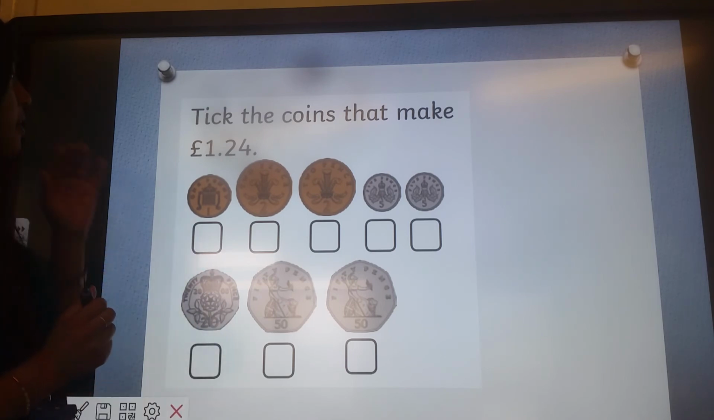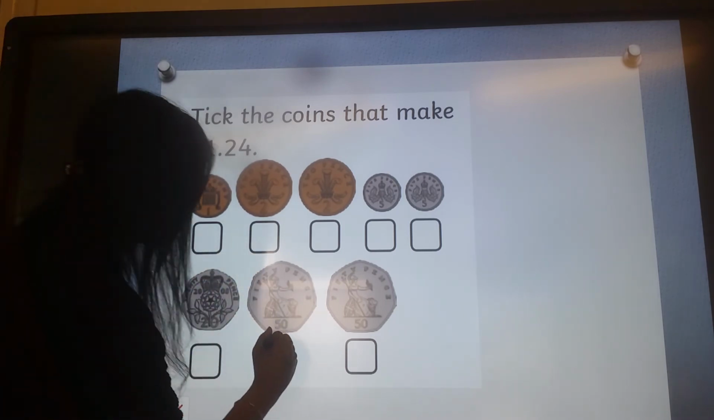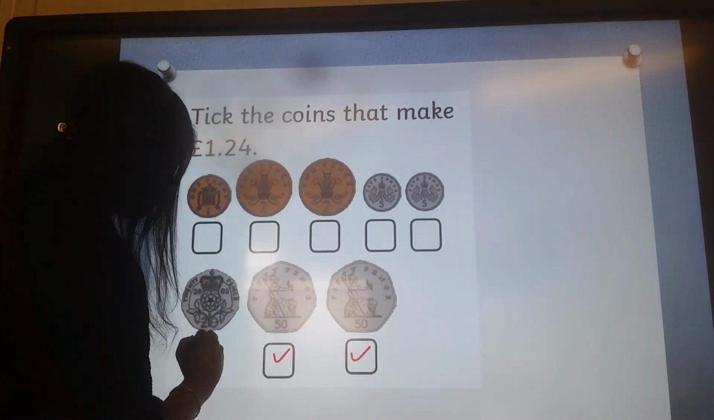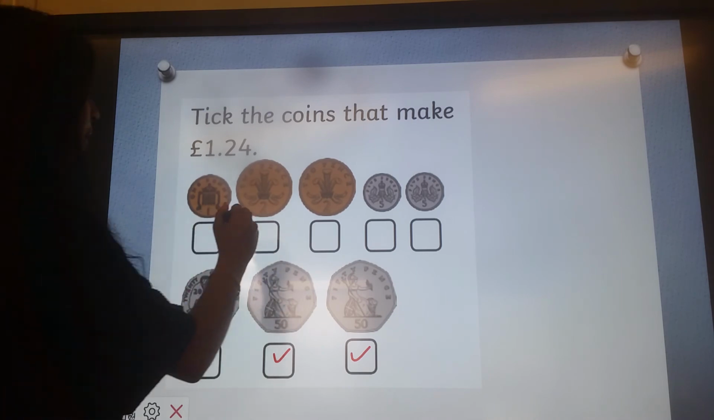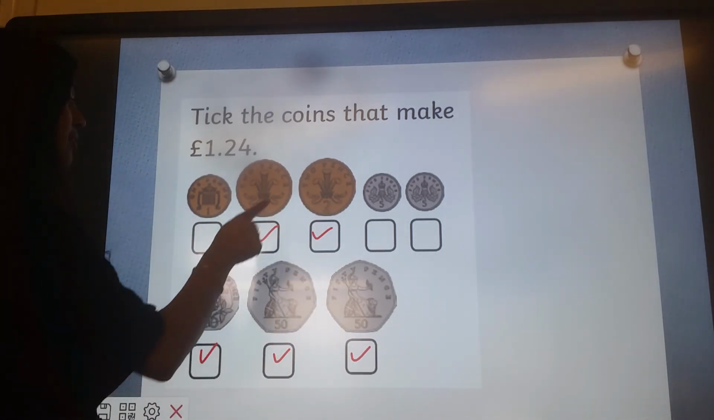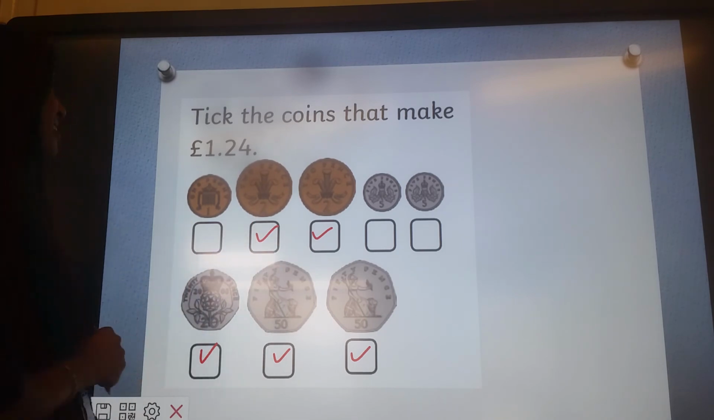Are we ready? Okay, so firstly, I need my 50p's. My two 50p's make £1. Then I have £1.20. And to make 4p, I need 2 2p coins. So they're the 5 coins that you needed to make £1.24. Well done if you got that question correct.